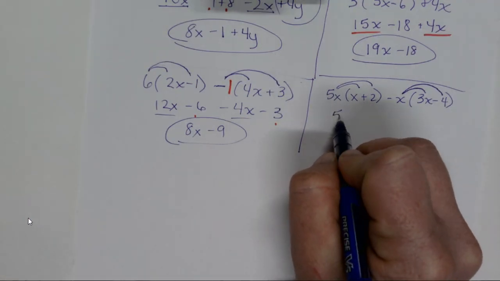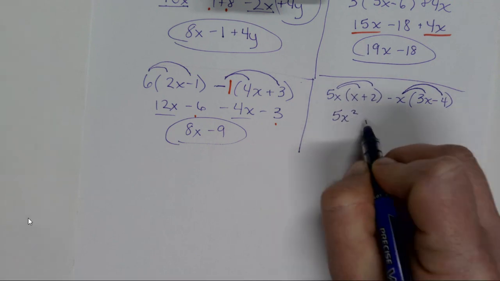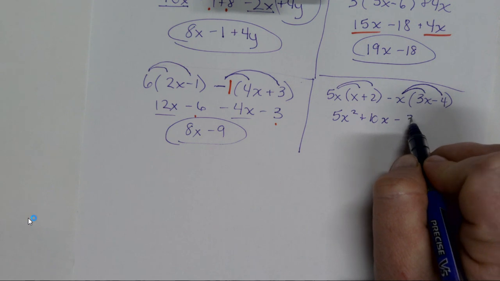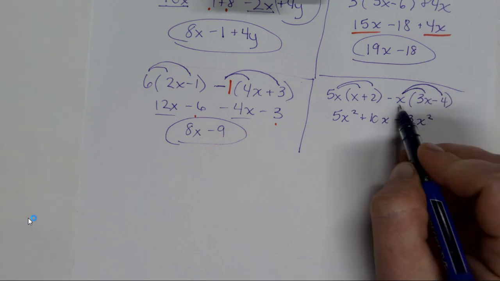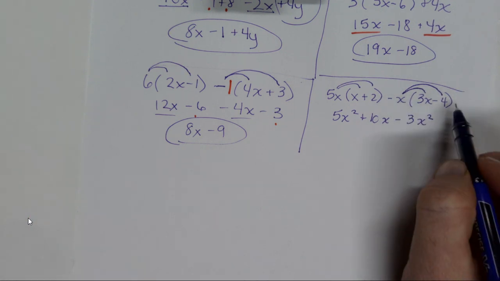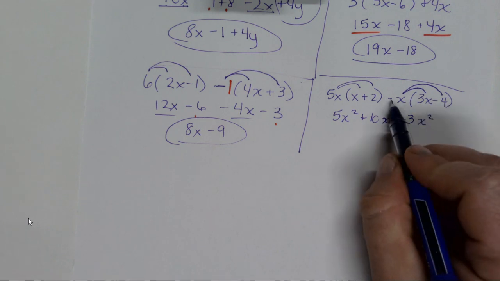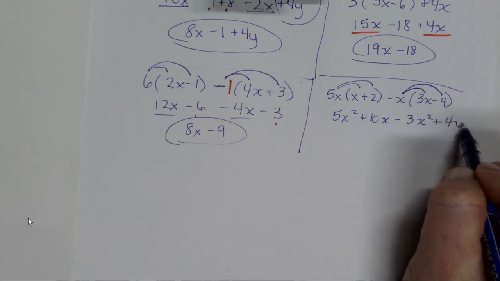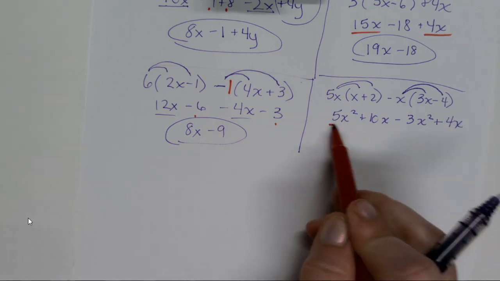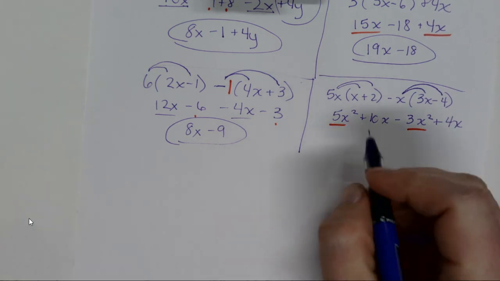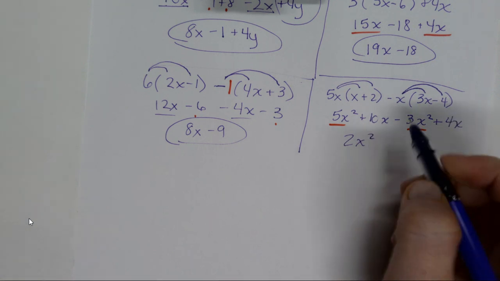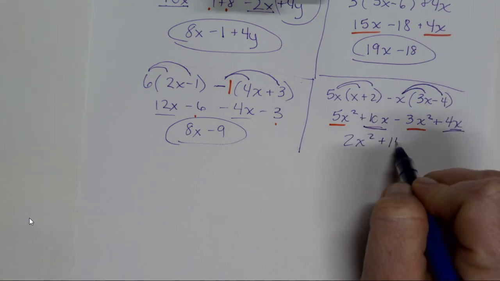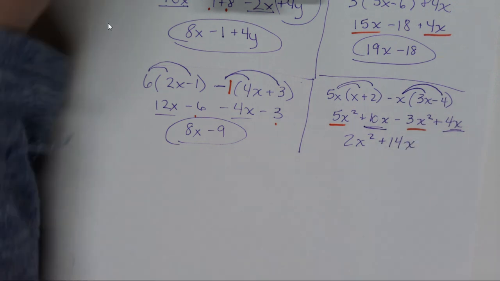So this is 5x squared plus 10x minus 3x squared, because the x times the x. And then the 4 doesn't have an x, and we have a negative times a negative, making a positive 4x. Now, the x squareds will hang out with one another. So we end up with 2x squared, and this 10x here will hang out with the 4x, plus 14x.